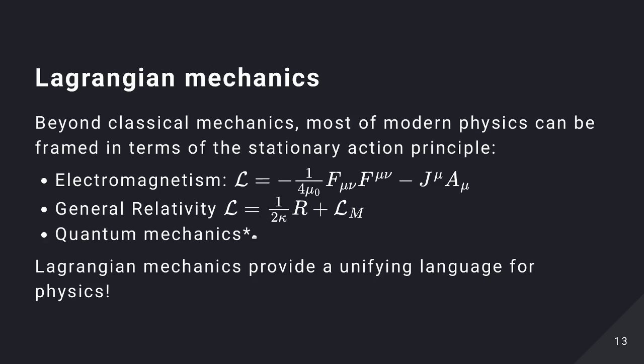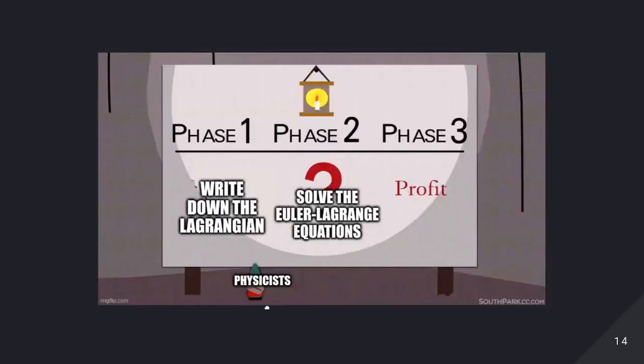Same thing for quantum mechanics, although with a big star, that quantum mechanics is a bit more special. So the key takeaway here is that Lagrangian mechanics really does provide a unifying language for physics. I have this little meme image of this very three-step process of writing down the Lagrangian and solving the Euler-Lagrange equations, then profit.